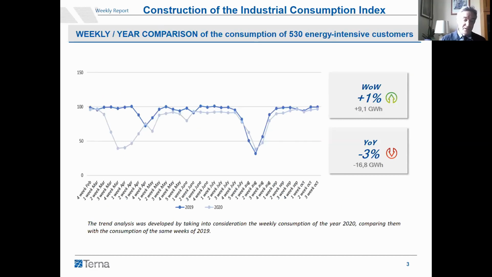And so you can see that this is the complete index. It shows that April was the worst month, with a drop of more than 70% compared to the same month of the previous year. And this figure is more or less similar to what was recorded in France and Spain, and a little bit more in Germany.